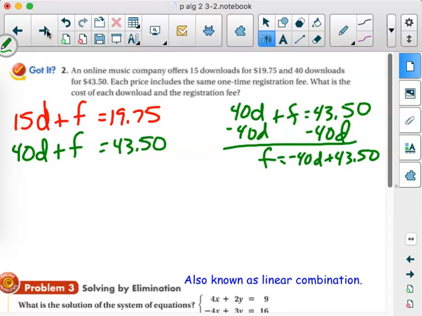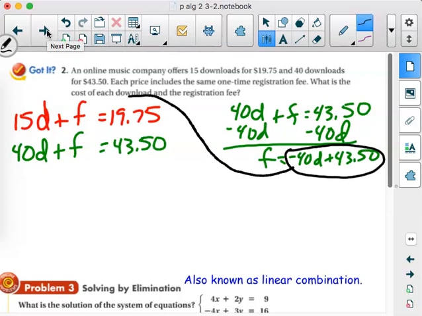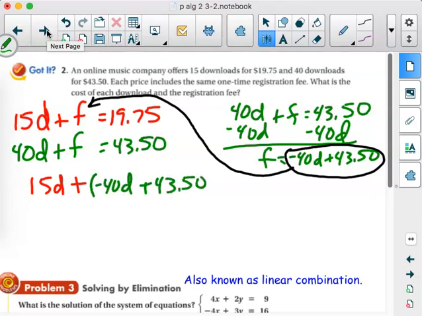Well, what do I do with that? Plug it in. There's the substitution thing. So this has to go in the red because we haven't used the red yet. Right up there for F. So 15D plus, in parentheses, I've got my negative 40D plus $43.50. And that has to come out to 1975.